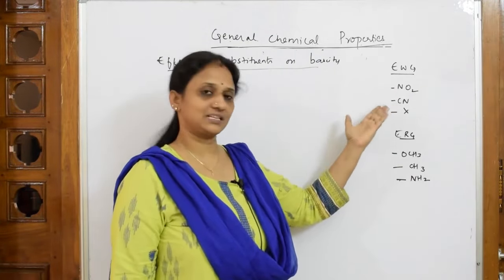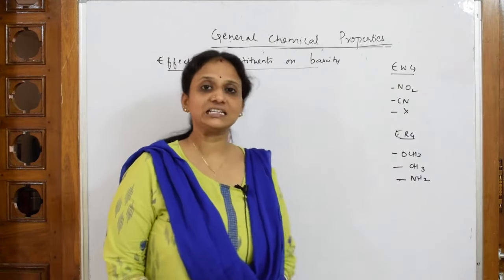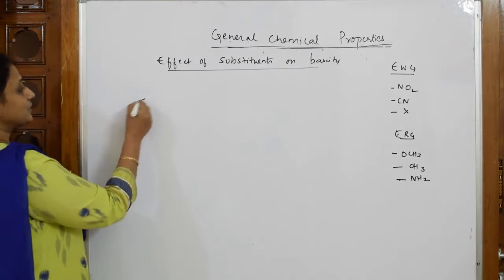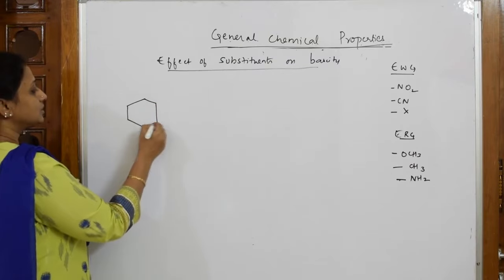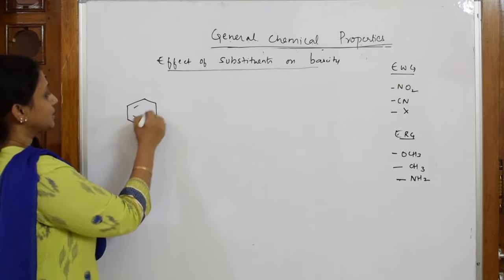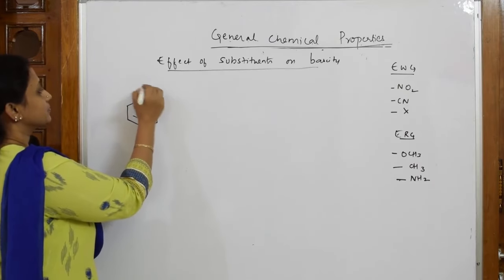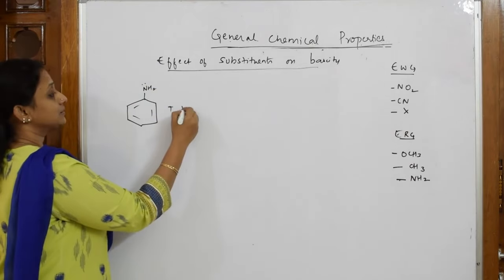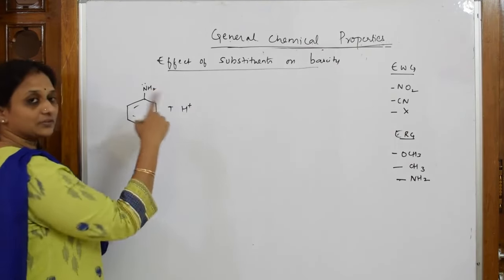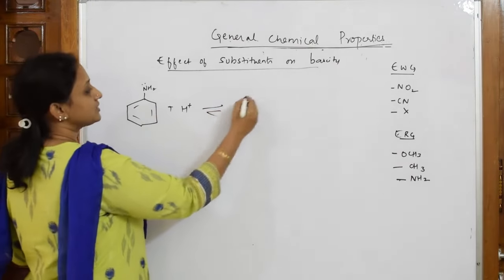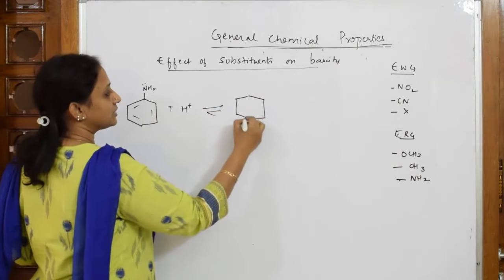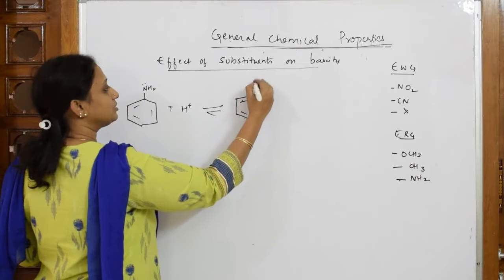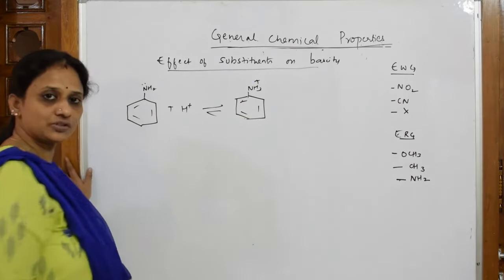Electron withdrawing group examples are three, and for electron releasing I have picked up three examples. Now the important thing you have to remember: if you have your aniline, this is your NH2. When this picks up a proton from a water molecule, it is going to get converted to your anilinium ion. This is what I wrote in the earlier video. This becomes the anilinium ion, which is less stable because it doesn't show resonance.